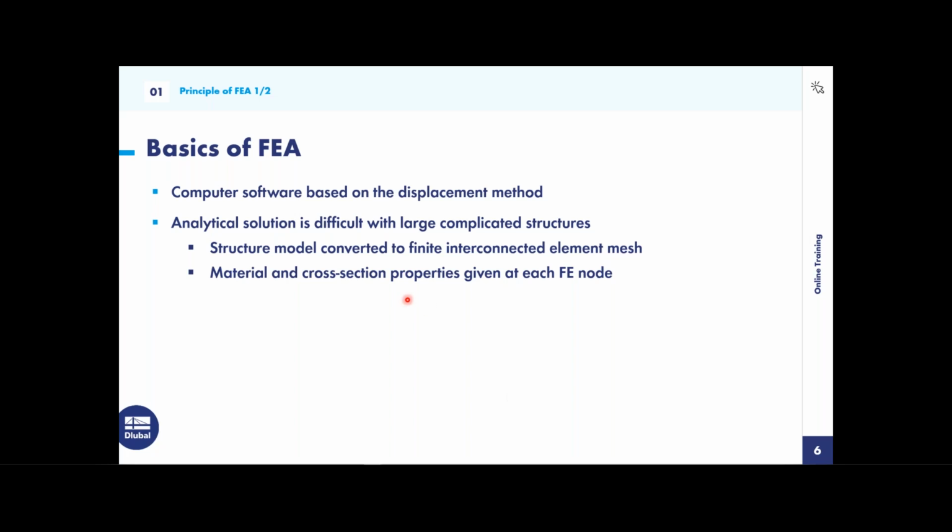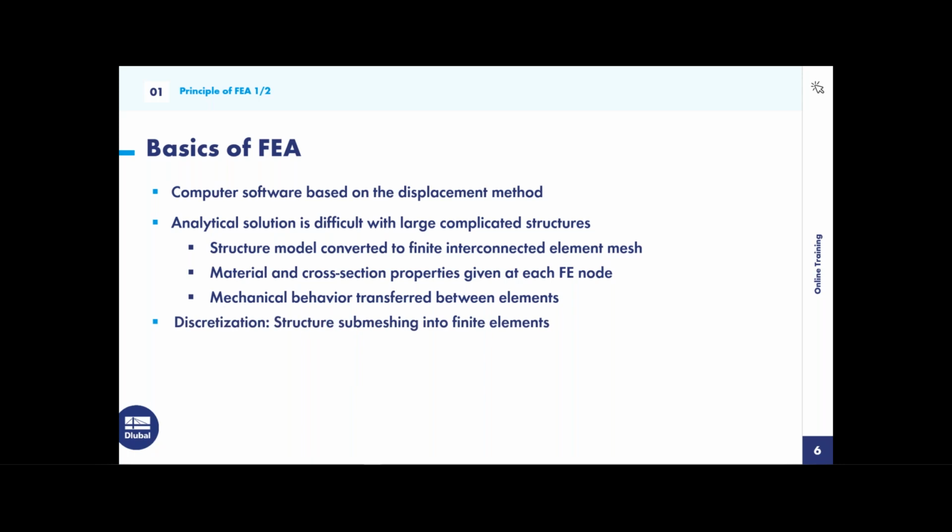And then the material and the cross-section properties are given at each of these FE nodes. And then the mechanical behavior is transferred between each of these elements within the structure. I would also like to point out a good word to know is discretization, and this is basically when the structure is being submeshed into finite elements. So I'd like you to walk away with this word.